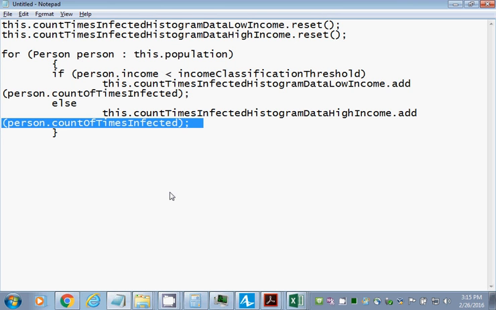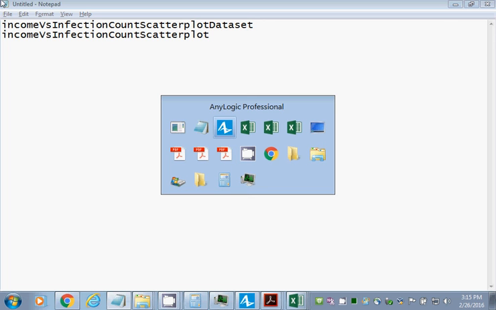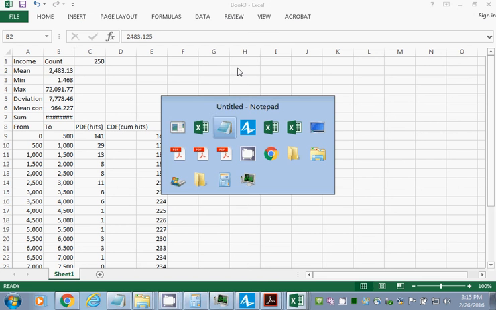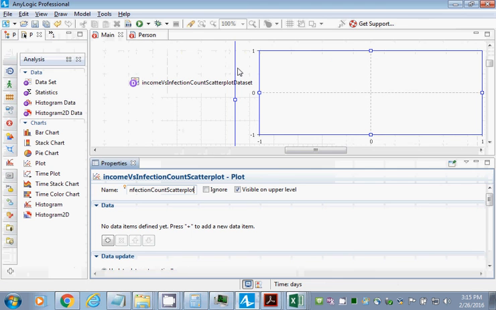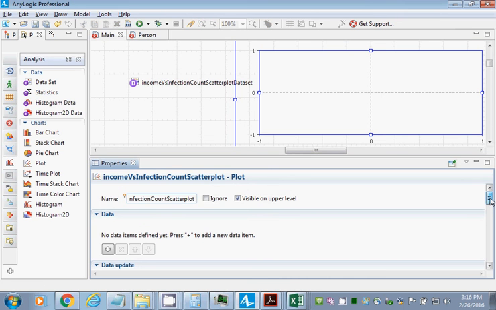Scatter plot. Kurt, its name is, should you care to accept it, income versus infection count scatter plot. Income versus infection count scatter plot data set. That's the data set, and then there's the scatter plot. Yeah, I know. I told them you wouldn't like it. Income versus infection count scatter plot. Data set. Okay, now that's a regular data set, Kurt.